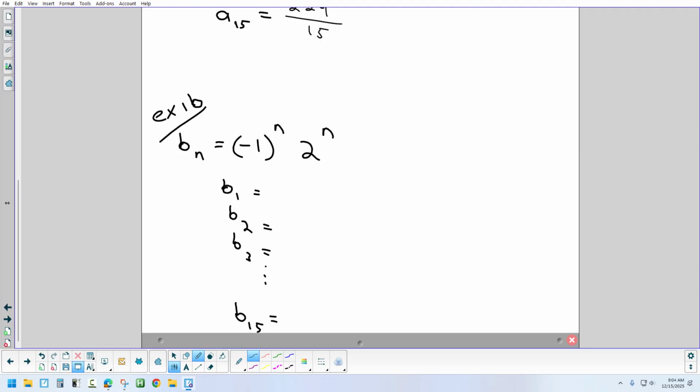So think about people finishing a race. Is there a 0th place when somebody does a race? No. If you beat everybody else in the race, that would be 1, right? Position 1. So the first thing you can plug in is 1. So we're going to do -1 to the 1 times 2 to the 1.